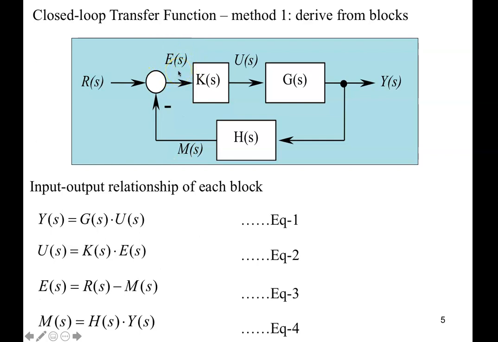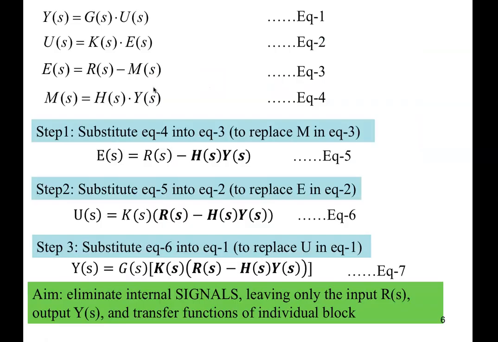So to derive the overall transfer function, this is the first step you need to do. You need to establish the relationship between the input and output of each block. Okay, write all the equations down, including the one for the summing block. Then I'm going to copy all 4 of those to the next slide so we can work on it.